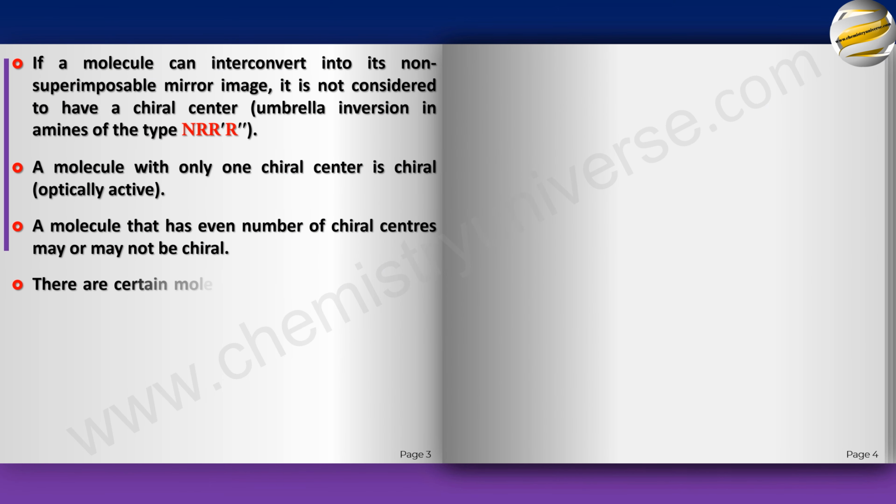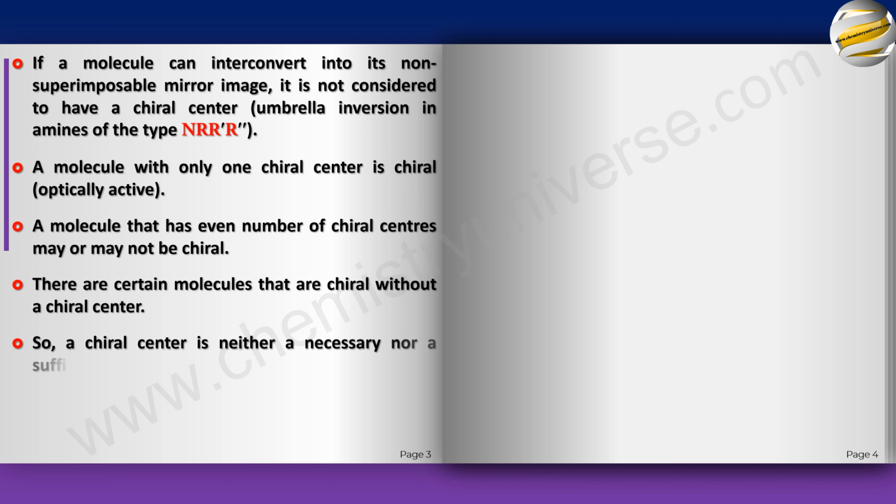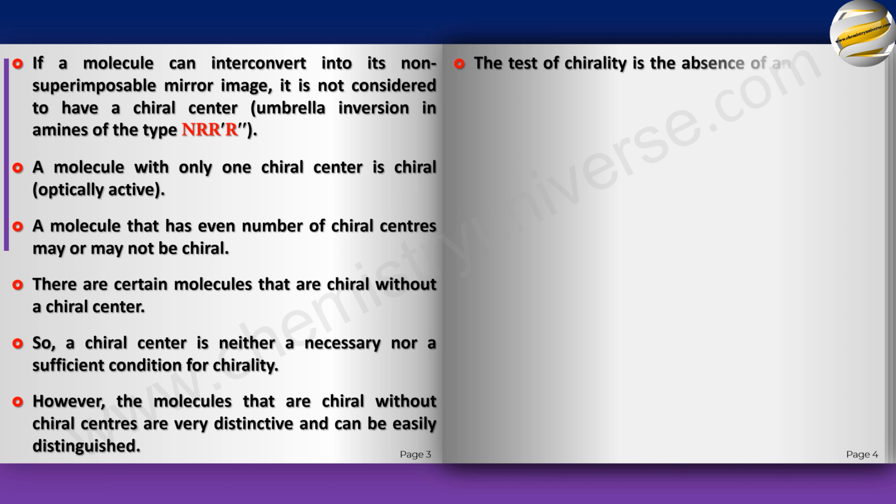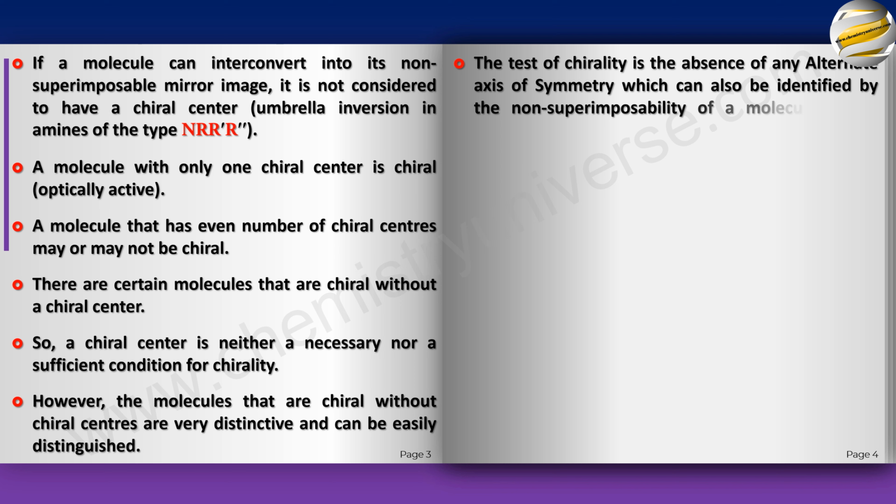There are certain molecules that are chiral without having a chiral center. This is the one I was talking about. So a chiral center is neither a necessary nor a sufficient condition of chirality. However, the molecules that are chiral without chiral centers are very distinctive and can easily be distinguished. The test of chirality is the absence of any alternate axis of symmetry, which I've already mentioned, which can also be identified by the non-superimposability of a molecule on its mirror image.